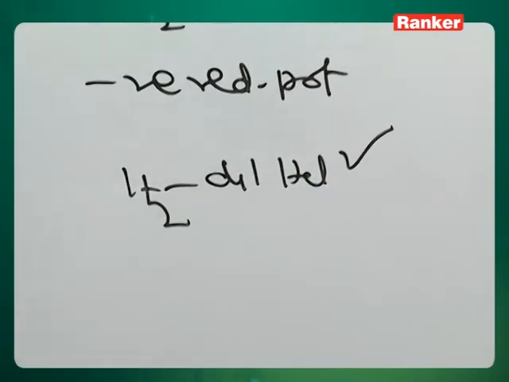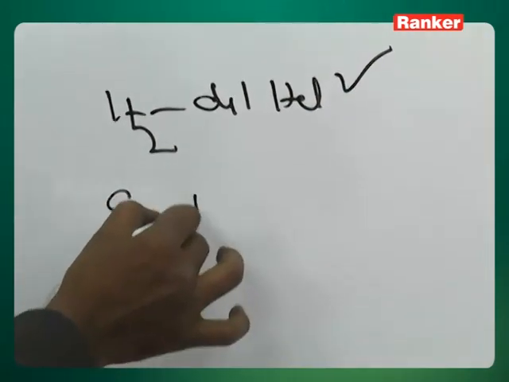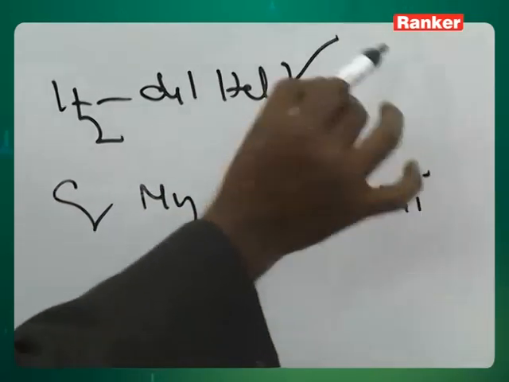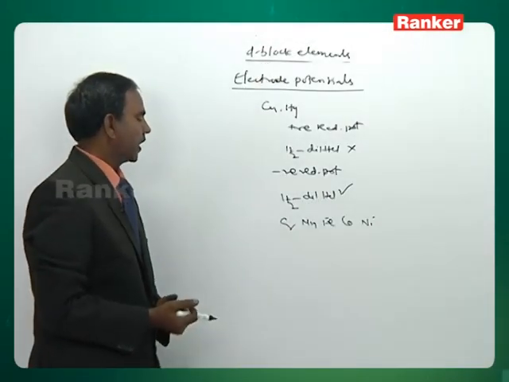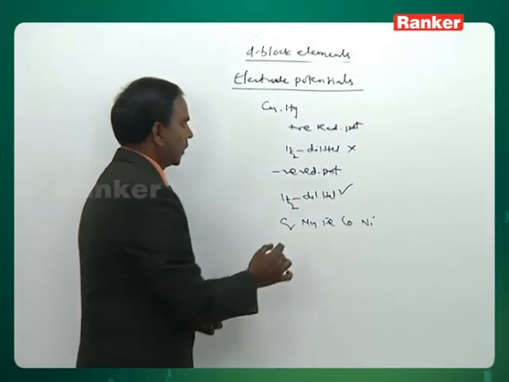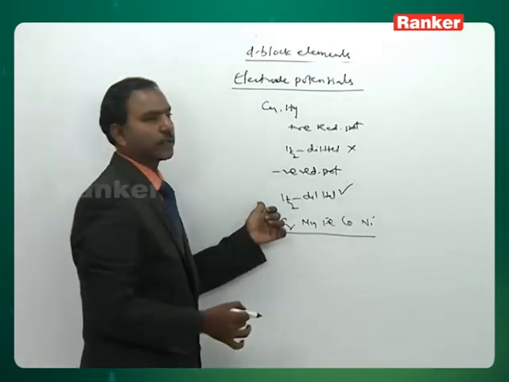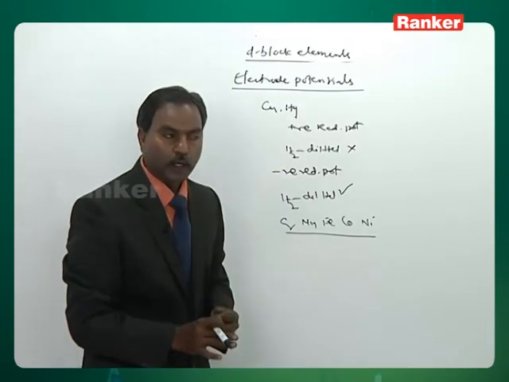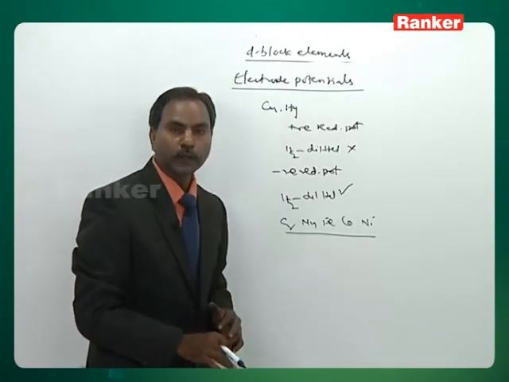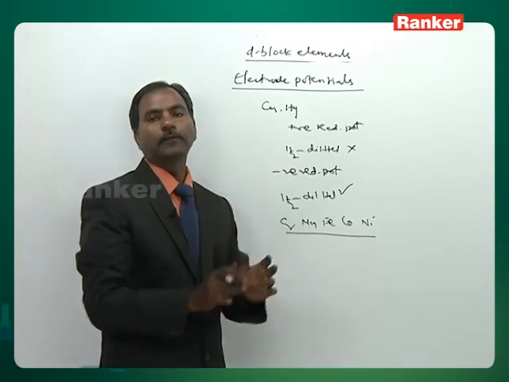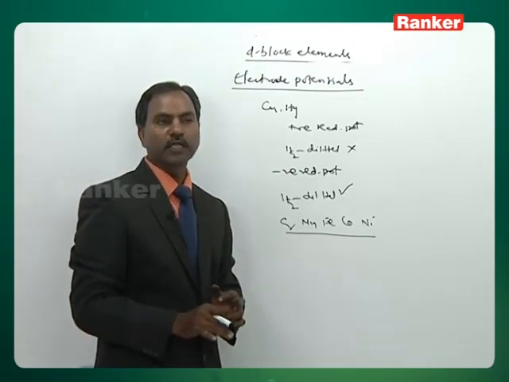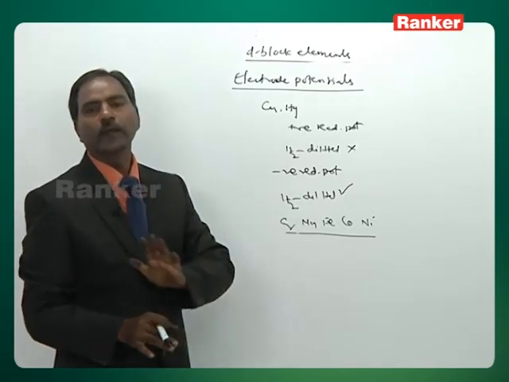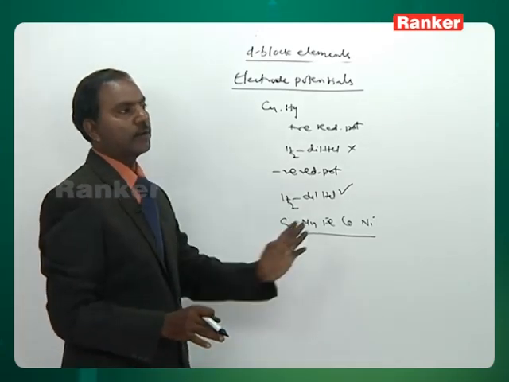Now we consider chromium, manganese, iron, cobalt, nickel. These have negative reduction potential. What I said is that a metal with negative reduction potential values has to liberate hydrogen gas easily from dilute acid. Even though these have negative reduction potentials, they are not easily liberating hydrogen gas.